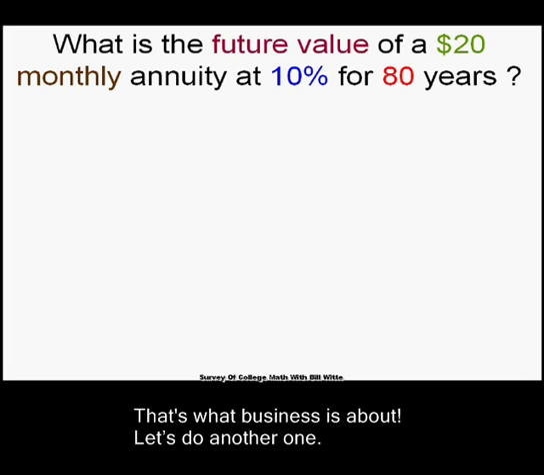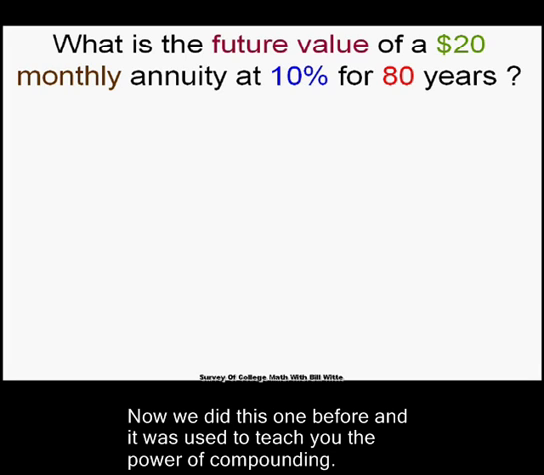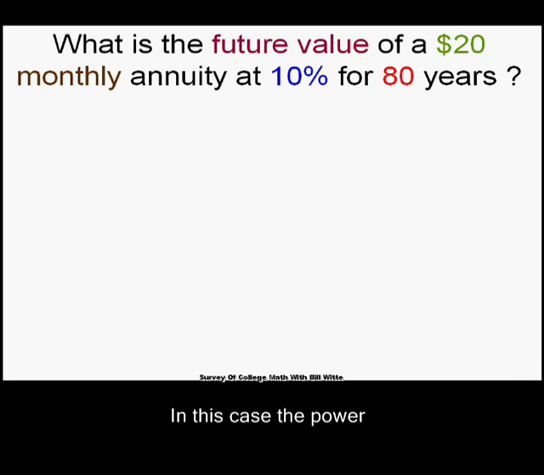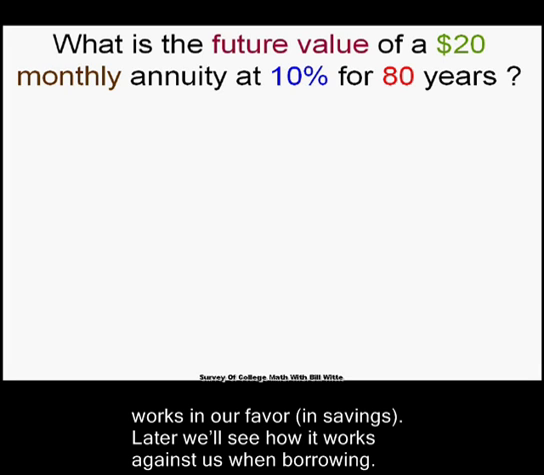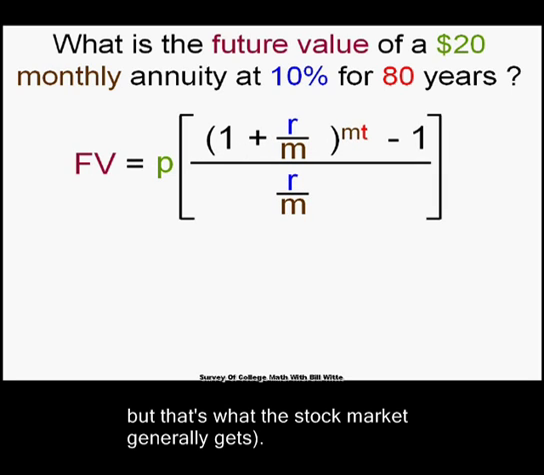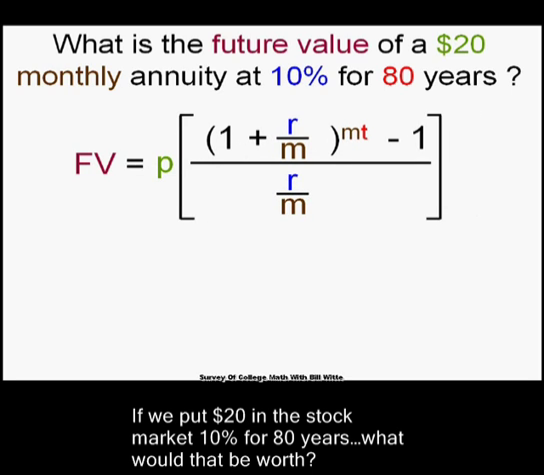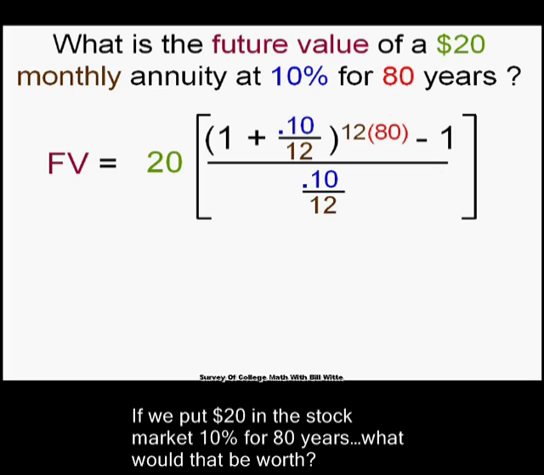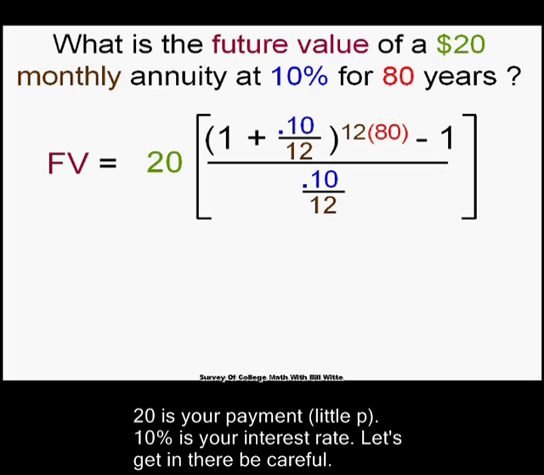Let's do another one. And remember, we did this one before. It was to teach you the power of compounding. Now we're going to do just a small amount, $20 monthly, at 10%. Remember we said that sounded high, but that's what the stock market generally gets. So if you put $20 in the stock market at 10% for 80 years, what would that be worth? Well, there again, 20 is your payment, 10% is your interest rate.